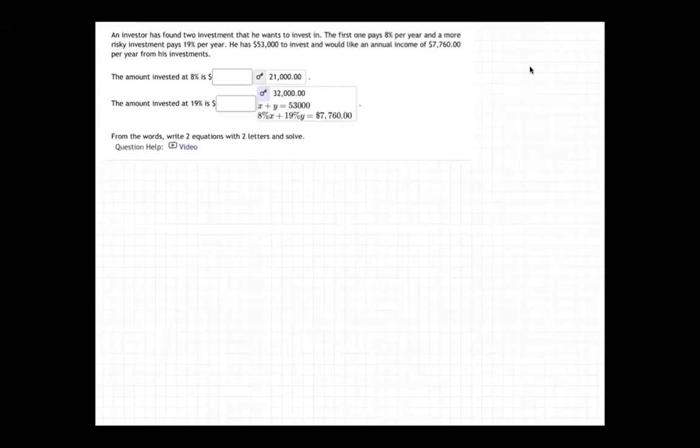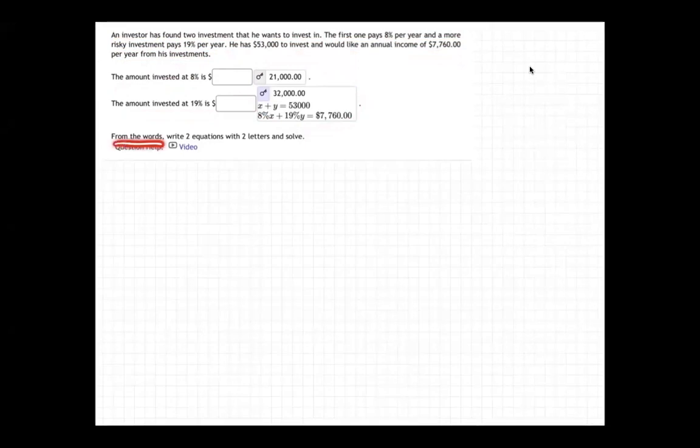Welcome to an example in which we're solving this word problem. An investor has found two investments that he wants to invest in. The first one pays 8% per year, and a more risky investment pays 19% per year. He has $53,000 to invest and would like an annual income of $7,760 per year from his investments. The amount invested at 8%, 9%. There's the answers already. How do we get that?